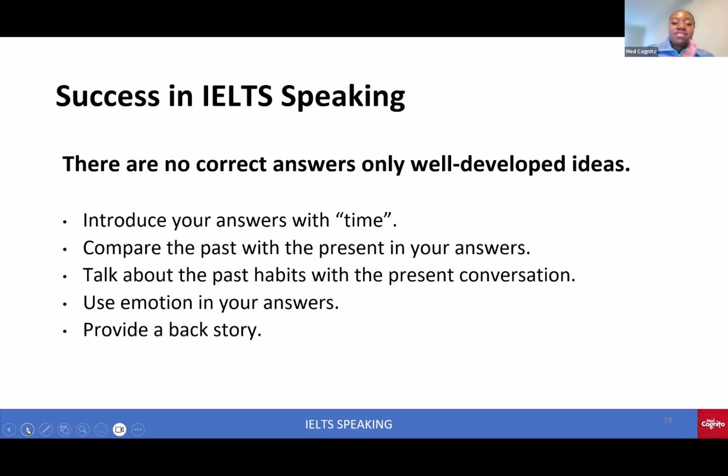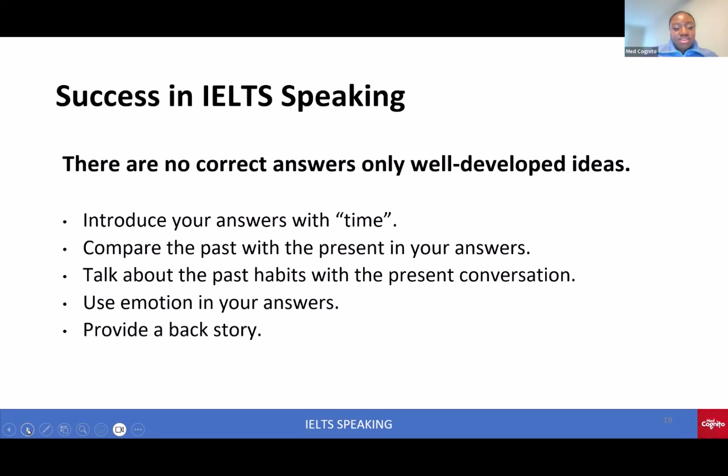Next is to compare the past with the present in your answers. In the examples that we reviewed, we're able to see that the responses compared the past interest in reading with the present reading of the Harry Potter books. The next is to talk about past habits in the present conversation, and to use emotions in your answers to communicate how you feel about the questions being asked and help the test taker understand a little bit more about why your answers are the way they are.